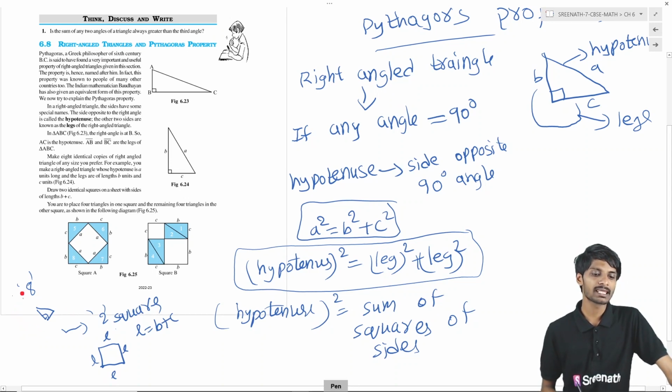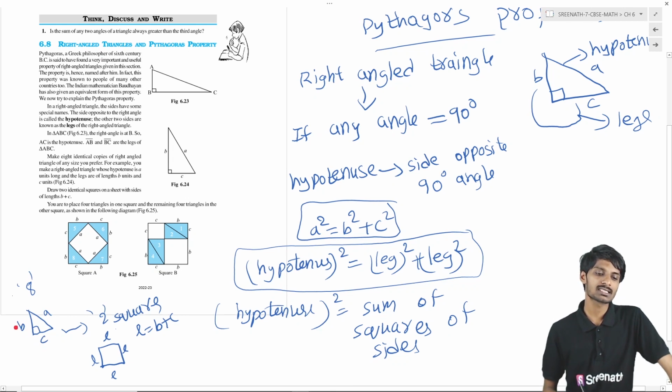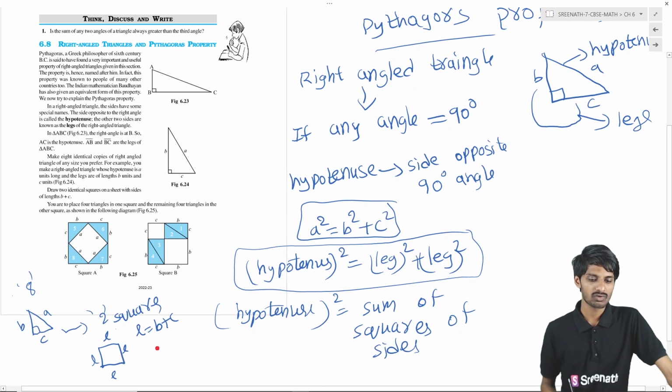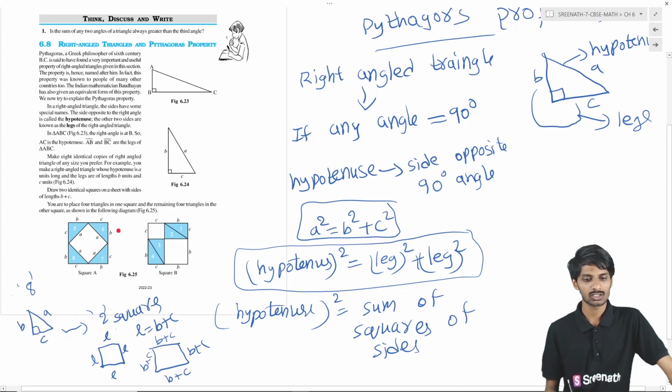Here you have made a right angle triangle whose legs are B and C, and hypotenuse A. You have to remember it, students. So using the sum of B and C lengths, we have to form a square like this. Finally, the square has a side length of B plus C at any side. So you have to make two squares like this. Here this side is B plus C, this side is B plus C, this side is B plus C, this side is B plus C.